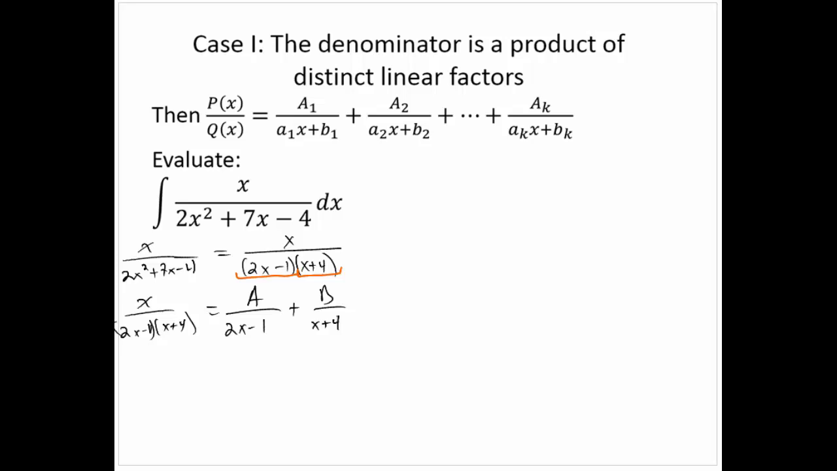So what we do at this point is we multiply both sides by 2x minus 1 and x plus 4. Now that clears out the entire denominator on the left-hand side, yielding x. On the right-hand side, I would have A times x plus 4 plus B times 2x minus 1.